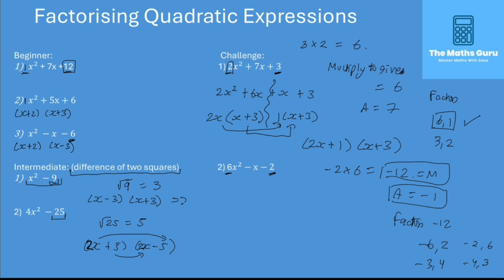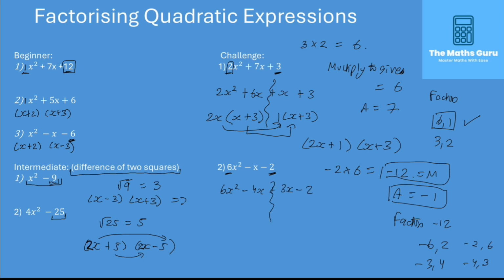Minus 6 plus 2 is going to give us minus 4, so it's not this. Minus 2 plus 6 is going to give us a positive 4, it's not that. Minus 3 plus 4 is going to give us our positive 1. And then minus 4 plus 3 is going to give us our negative 1, which we need. So as you can see, we keep our coefficient of x squared like this, 6x squared. And we say minus 4x, add 3x, minus 2.